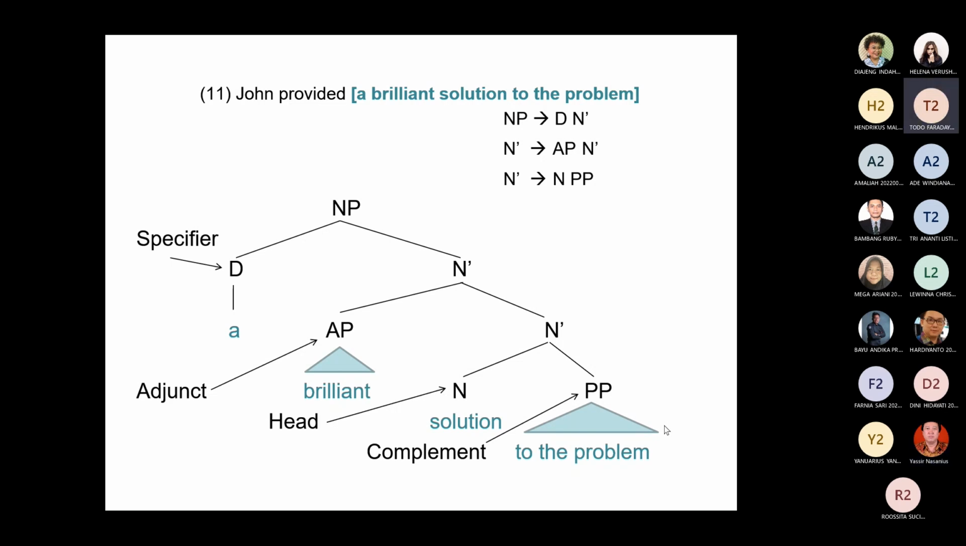Okay. Yes, go ahead. I still don't understand how John met a student with long hair last year has two adjuncts. Last year is an adjunct, additional information about time, right? With long hair is basically additional information about appearance. They're different, right?